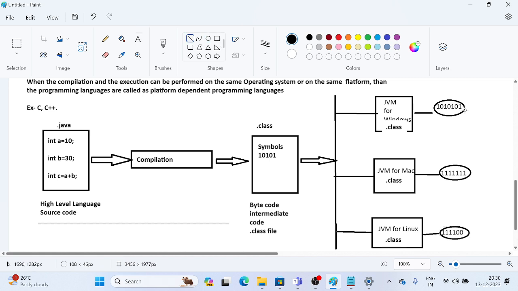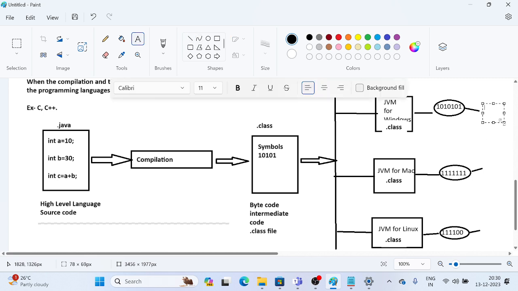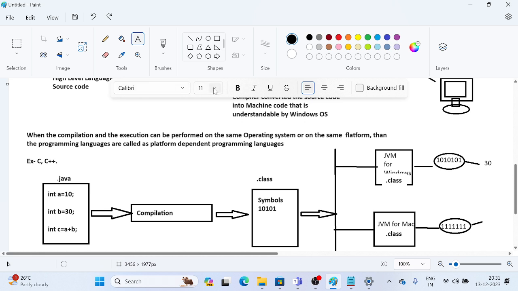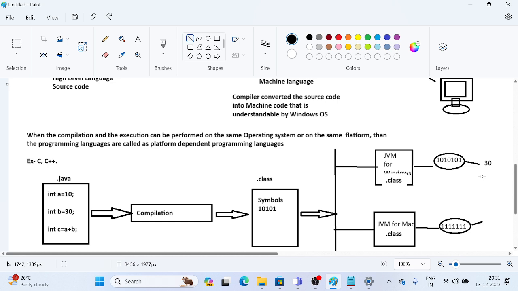After this, all three machines are going to generate the same output, no matter on which platform the code was written. It is going to have the same output. 40. This is not 30, this is 40.